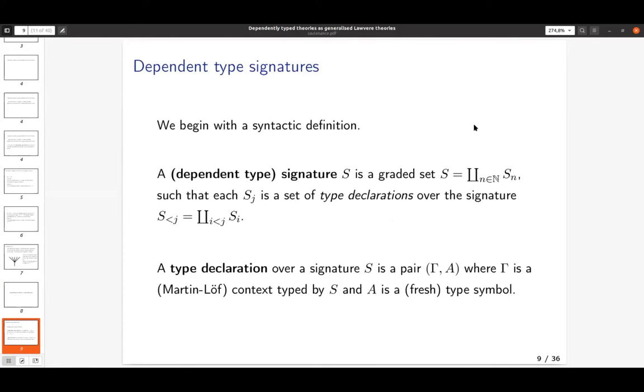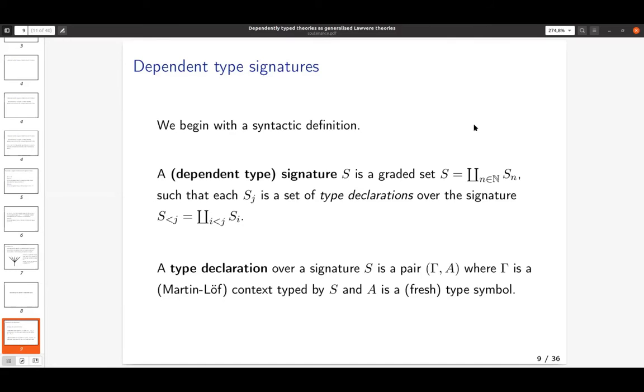Okay, right. And I'll begin with a syntactic definition. So a dependent type signature is a set that's graded by the natural numbers, such that each Sj is a set of type declarations over the coproducts, over the signature that's obtained by taking the coproduct of all the previous Si. And you can reassure yourself that that's also a signature thanks to this definition.